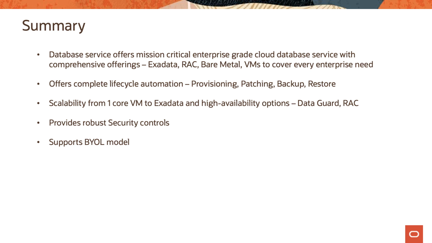These databases provide lifecycle automation for customers from provisioning, patching, backup to restore. Customers can scale from one core VM to Exadata and have high availability options, namely Data Guard and Real Application Clusters. OCI DB systems also provides customers with robust security controls and allows customers to leverage their on-premises licenses to deploy Oracle Cloud Infrastructure DB systems.